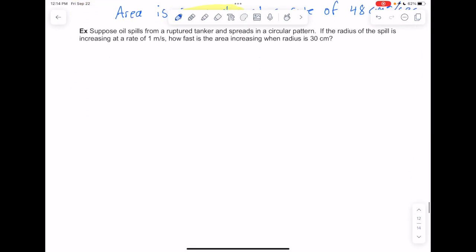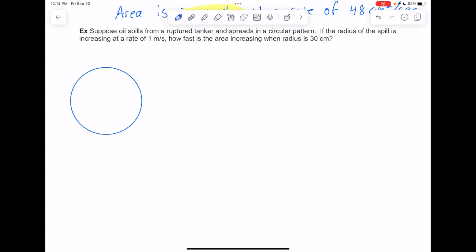All right, let's look at another example. Suppose oil spills from a ruptured tanker and spreads in a circular pattern. If the radius of the spill is increasing at a rate of 1 meter per second, how fast is the area increasing when the radius is 30 centimeters squared? So we've got a circular pattern, so I'll start off by drawing a circle, hopefully a perfect one. There we go.